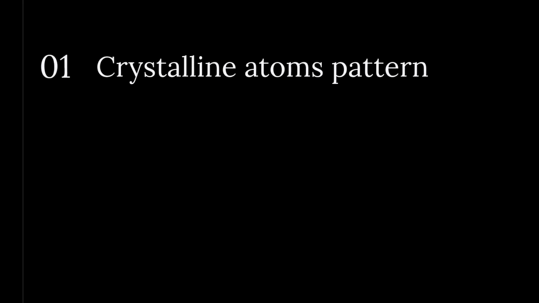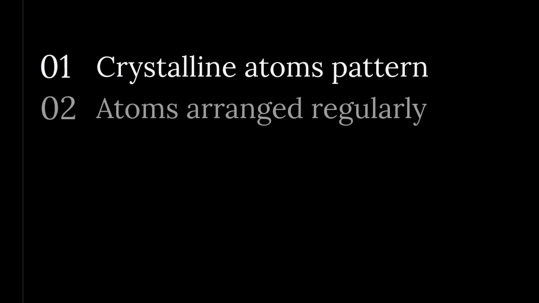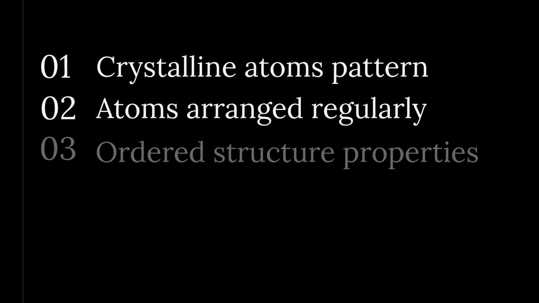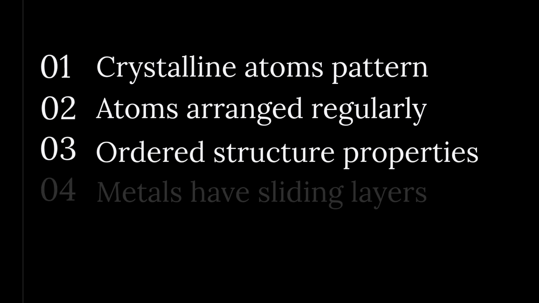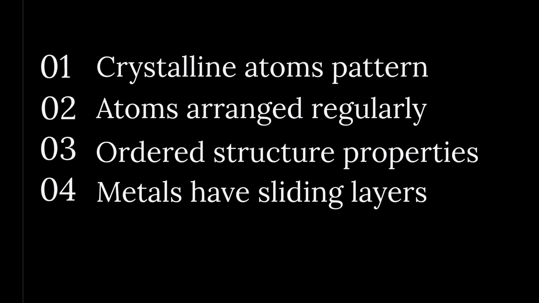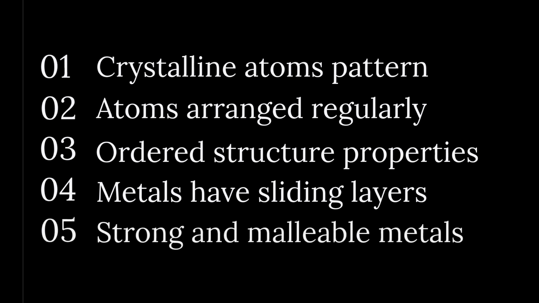Crystalline materials have atoms arranged in a regular, repeating pattern. This ordered structure gives them well-defined physical properties. Metals, for example, have atoms in layers that can slide under force. This makes them both strong and malleable. Understanding this helps in applications like metal forming.